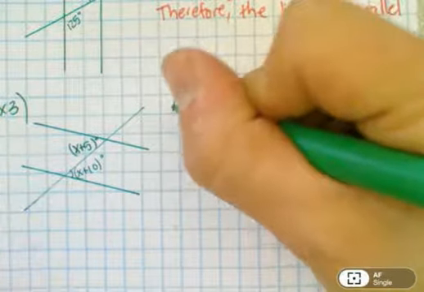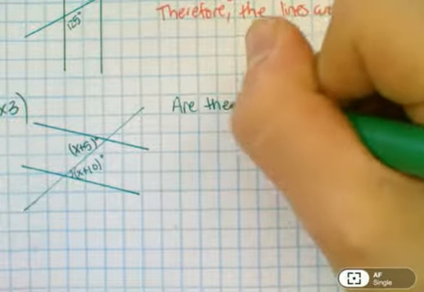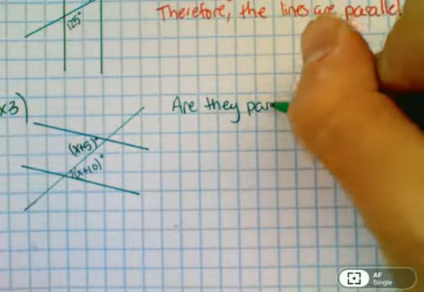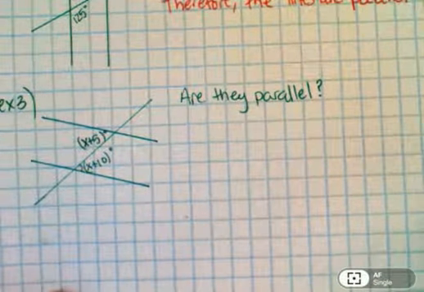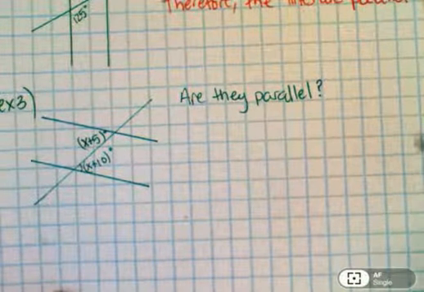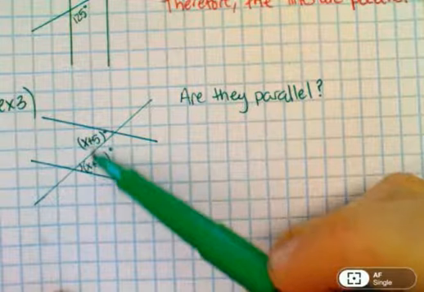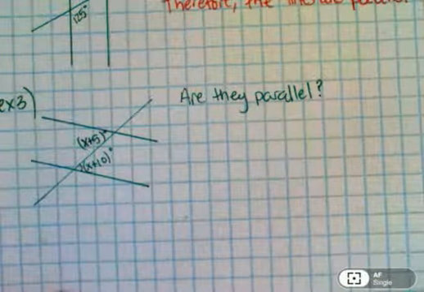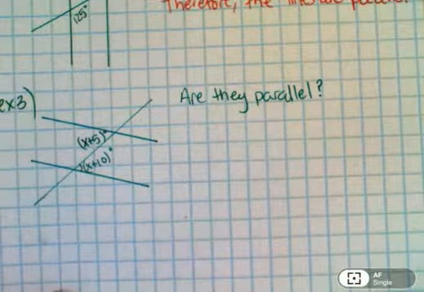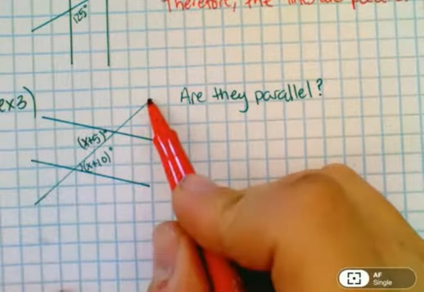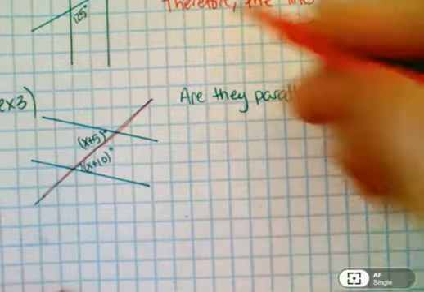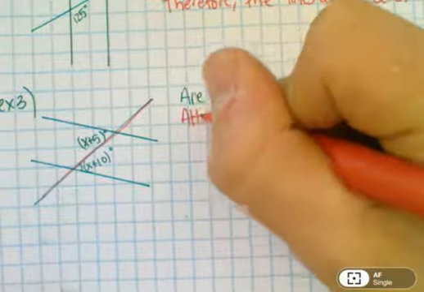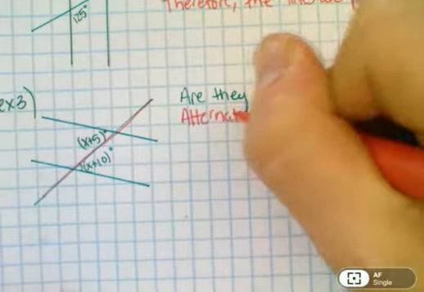And the question is, are they parallel? Are the lines parallel? So again, we need to think, what is the relationship here between these 2 angles? And so here's our transversal. Those angles are on opposite sides of the transversal, so that means we're dealing with alternate something.